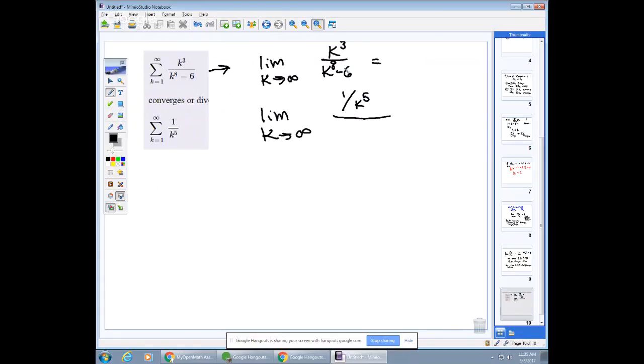In the denominator, I'll get k to the 8th over k to the 8th, which is a 1, and then I'll get a minus 6 over k to the 8th. And then I say, okay, what are these doing? Well, as k goes to infinity, the numerator is going to 0.